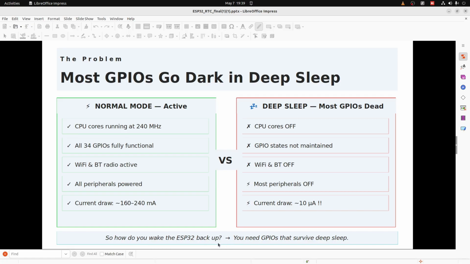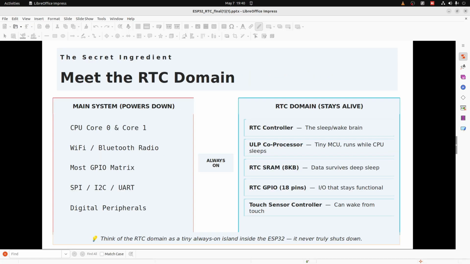And the answer is you need GPIOs that survive deep sleep. Not all of them do, but some of them do. And those are the ones we care about today. Meet the RTC domain. So what is actually happening inside the ESP32 during deep sleep? This slide explains it. Think of the ESP32 as having two zones.